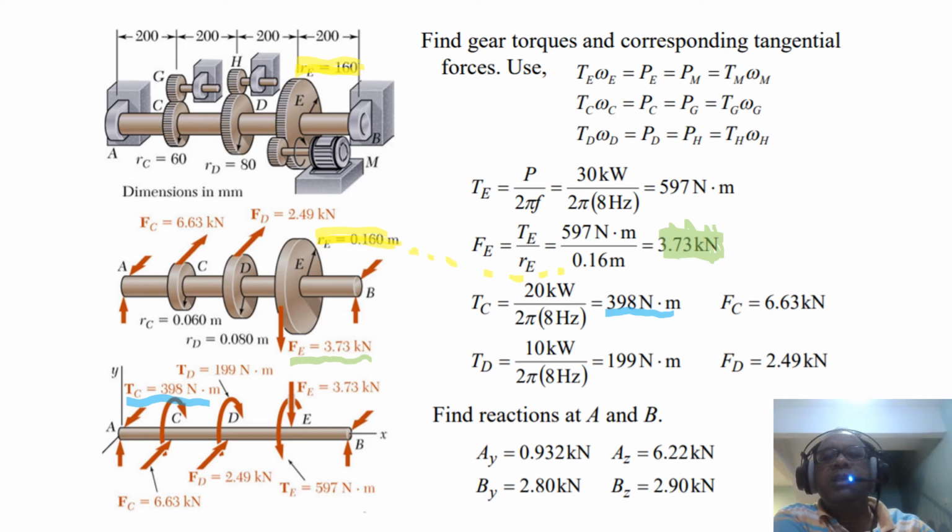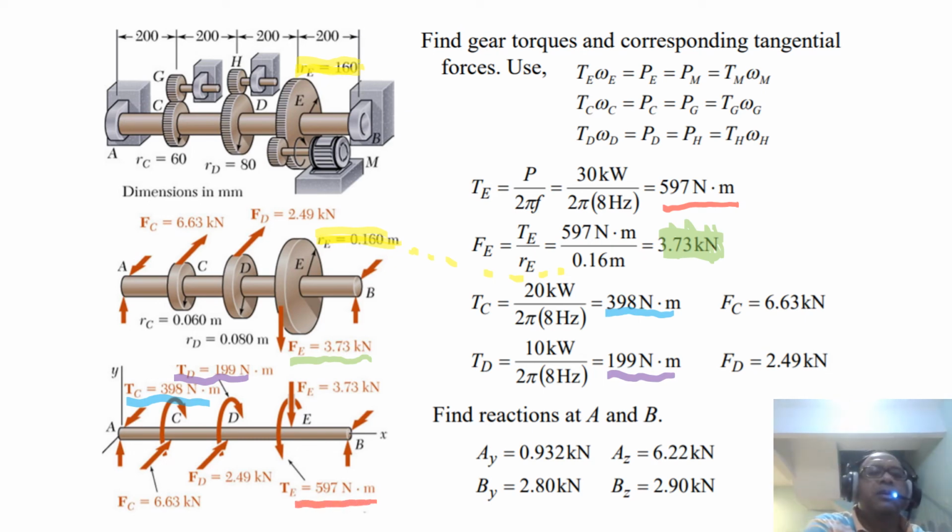And then we have got TD, 199 Newton meter. I'll put it in a different color. Yeah, so these are the three torques. 3.73 is going in. 597 is here. Let me put this as maybe red. 597 is here. Okay, so you know where your torque and your forces come from, this equation.